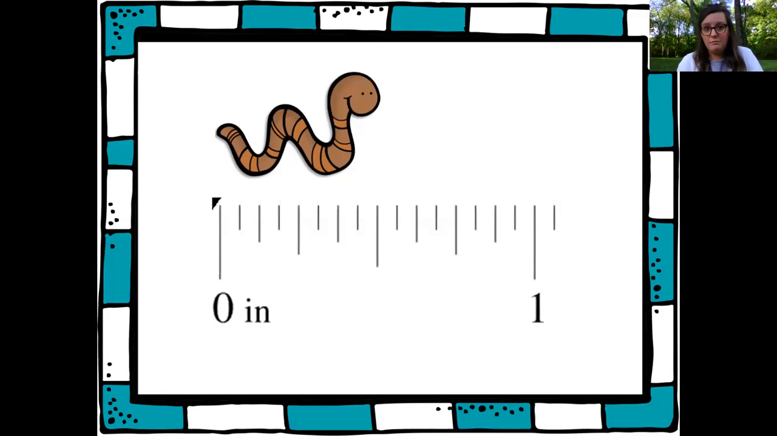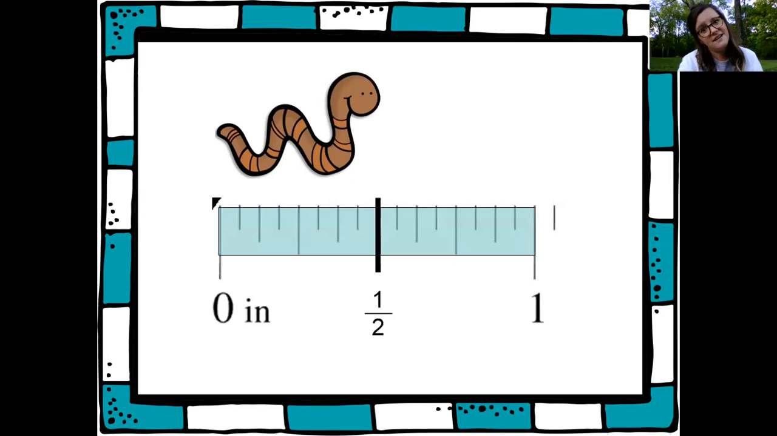And I wonder how we can measure how big the worm is. If I look, he looks to be right about where that black line is. It is right in the middle between 0 and 1. Does anyone know what that's called? That's called 1/2. Here is 1/2, and here is the other half. If I look at the inch, there are 2 pieces. 1 piece, 2 piece, which is why there's a 2 at the bottom. That shows me there are 2 pieces in all, but the worm only takes up one of those 2, or 1/2.